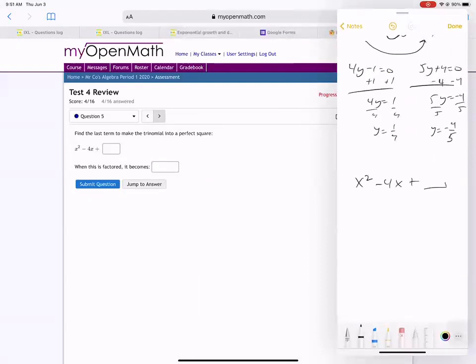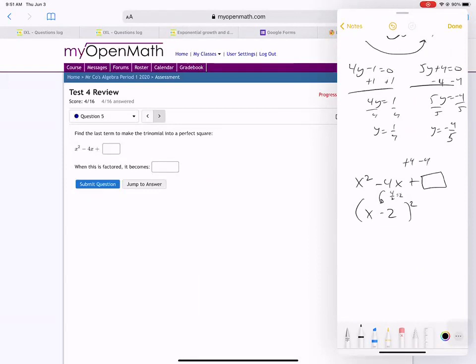So the question is, what is that perfect C value that we need? And to do this, we're going to go ahead and bubble up. X minus 2 squared. How do we get to 2? We always divide the middle by 2. 4 divided by 2 is 2. Now 2 squared is 4, plus 4 minus 4.